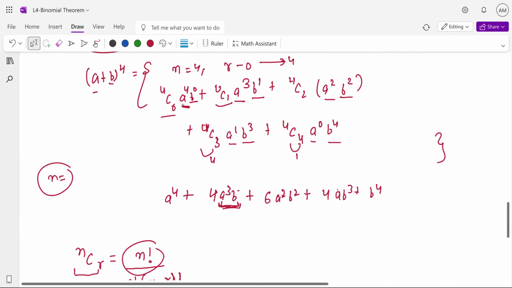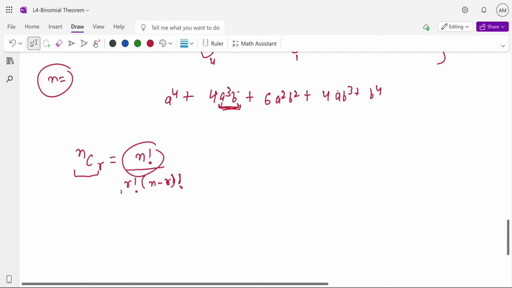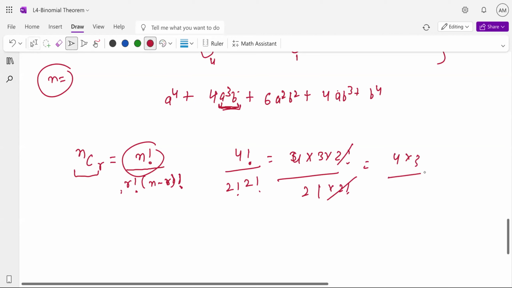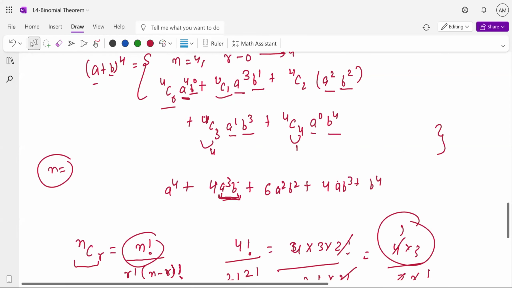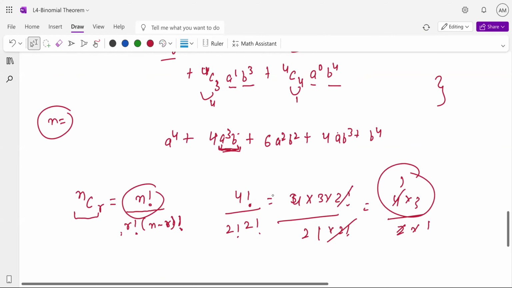Okay, so let's take an example of 4C2. Here I have 4 factorial divided by 2 factorial and divided by n minus r factorial, which means 2 factorial itself. This 4 factorial can be taken as 4 into 3 into 2 factorial, right? So 2 factorial and 2 factorial cancel out. What I am left with is 4 into 3 divided by 2 into 1. You can see 6 is the answer, and we got 6 for this one in the triangle as well. Yes, sir, that's the thing.